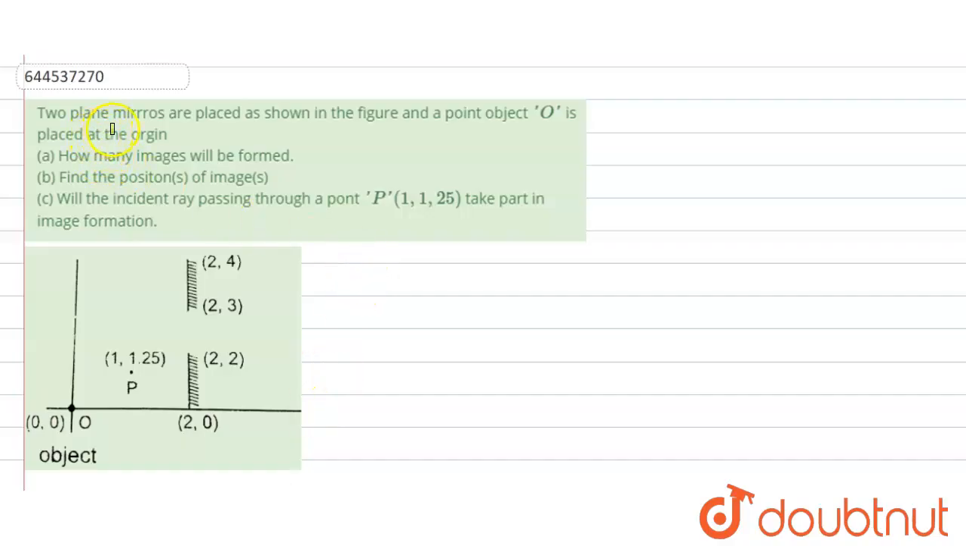Hello everyone, let us start with our question. In this question, it is given that there are two plane mirrors which are placed as shown in the figure, and there is a point object O which is placed at the origin. So this is our point object which is placed at the origin. We need to determine how many images will be formed.